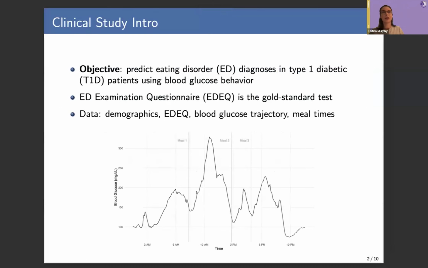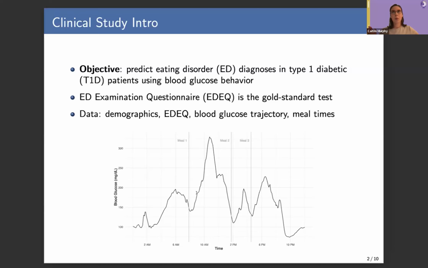So I was first introduced to the concept of truncated functional data when we were asked to analyze some data from Rhonda's clinical study, and that's going to be the running example for the next few minutes. Her overarching objective was to predict eating disorder diagnoses in type 1 diabetic patients using their glucose behavior.